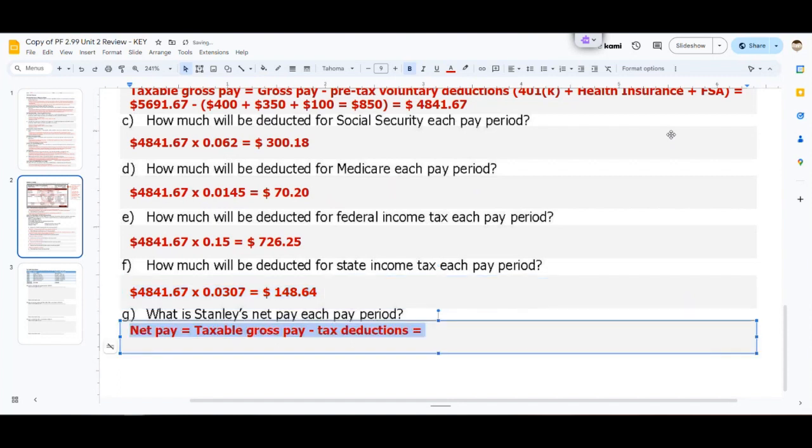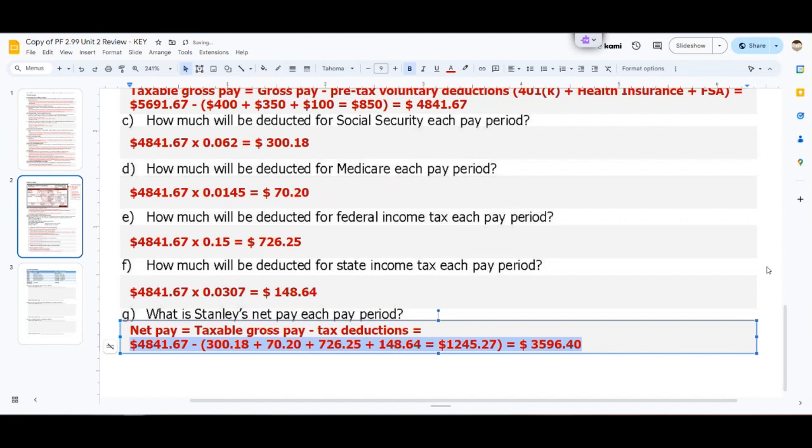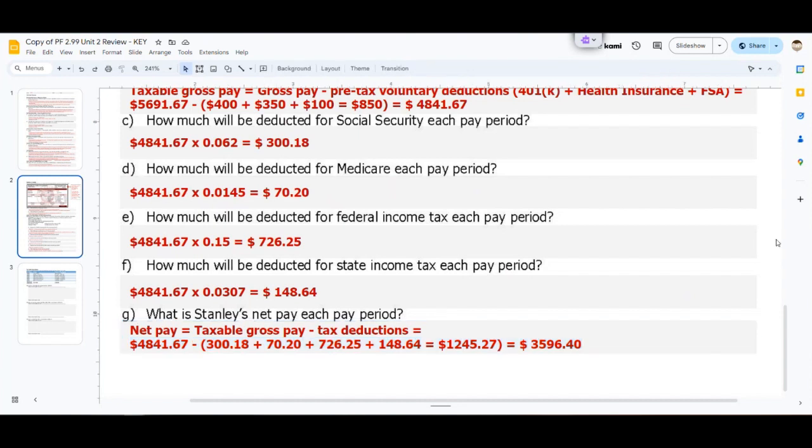We subtract that out from his taxable pay, and we're going to get his net pay. So his taxable pay is $4841.67 minus those taxes, which together add up to $1,245.27. Okay, we subtract those deductions out, we're left with $3,596.40.